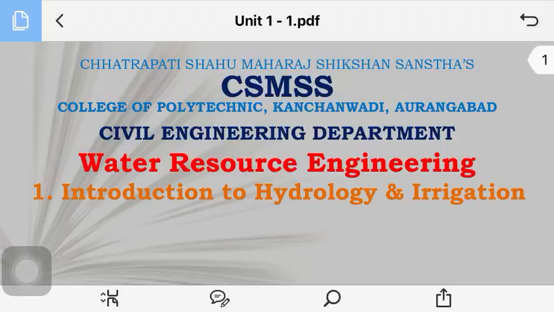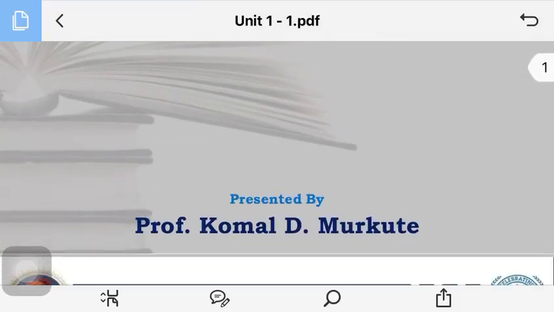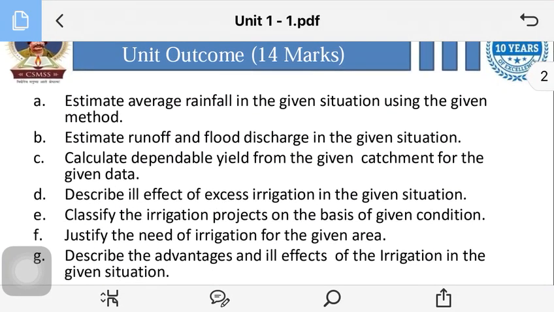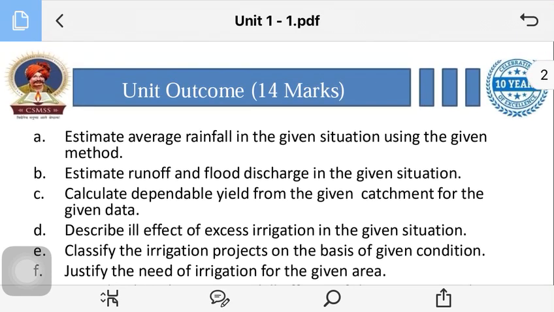Hello everyone. Today we are going to start the first unit of water resource engineering, that is introduction to hydrology and irrigation. So let us see what the unit outcomes are, and the first unit carries 14 marks.